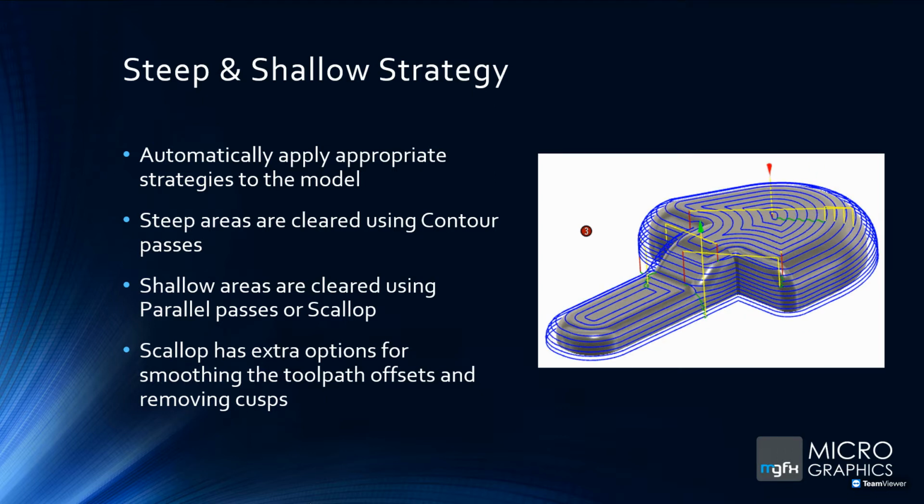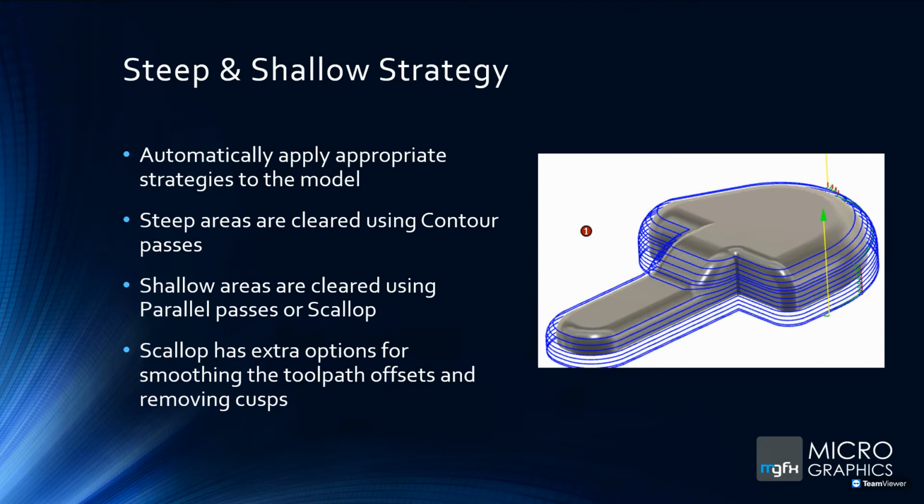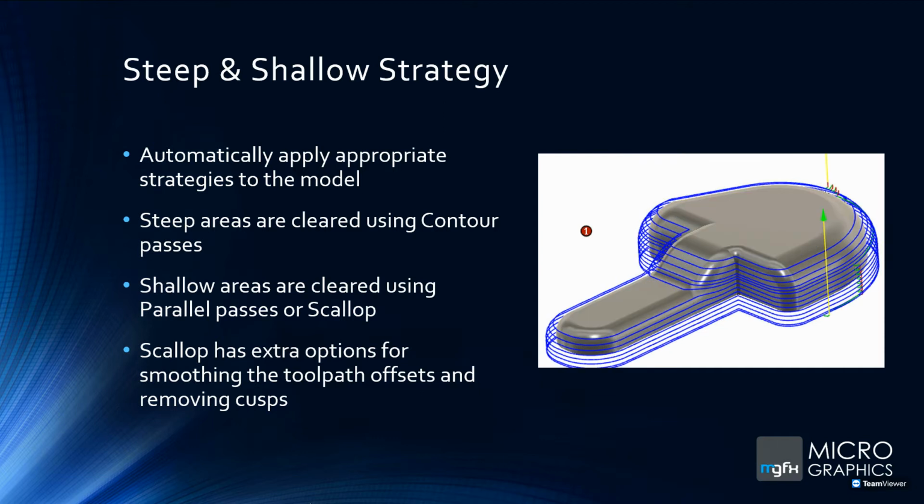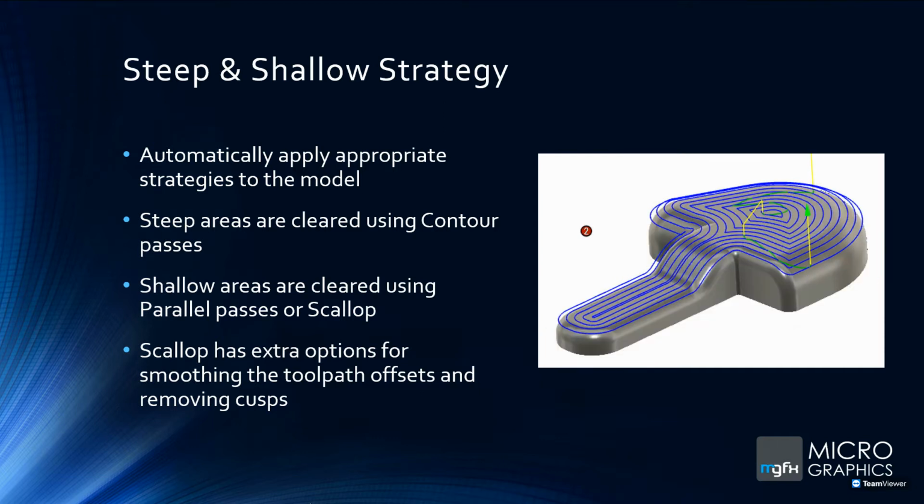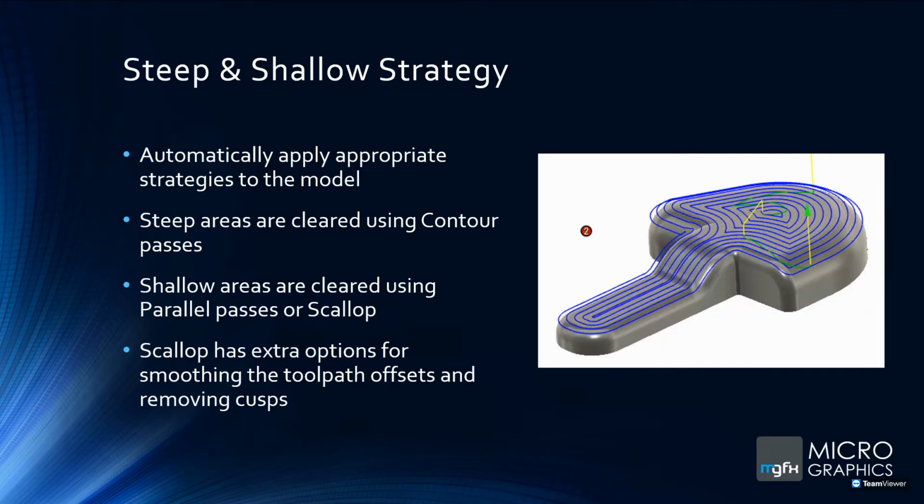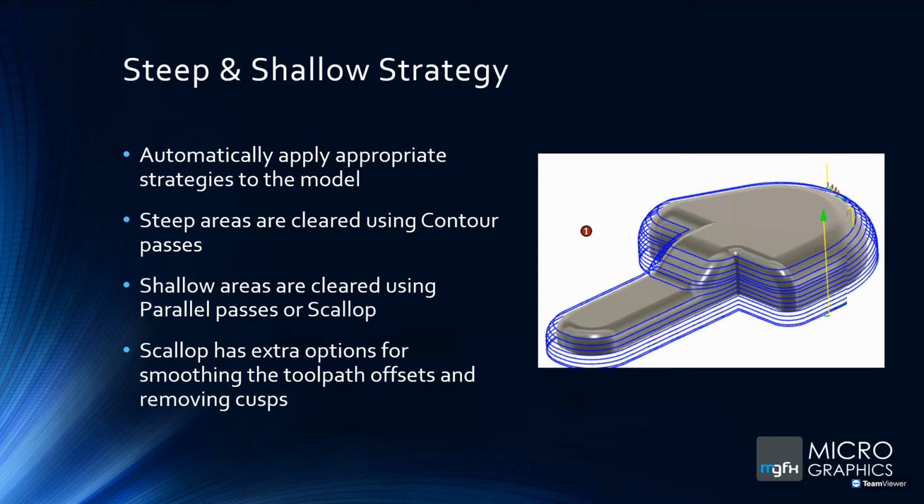Now, what steep and shallow strategy does is it will scan the part and apply the appropriate milling strategy to both steep and shallow areas. So there's no need for you to go and manually choose this. And these areas, the steep and shallow areas, are controlled by the angle of the surface, and that can be adjusted to your preference. The contour passes are used on steep areas.